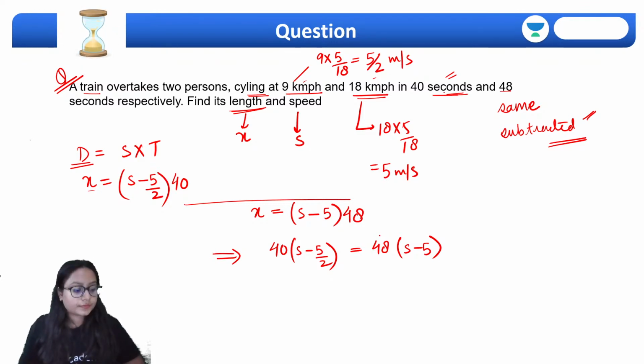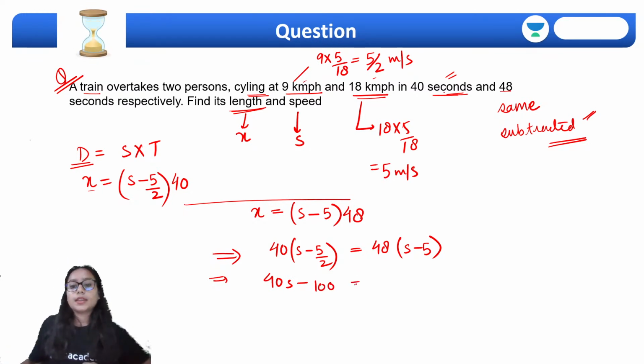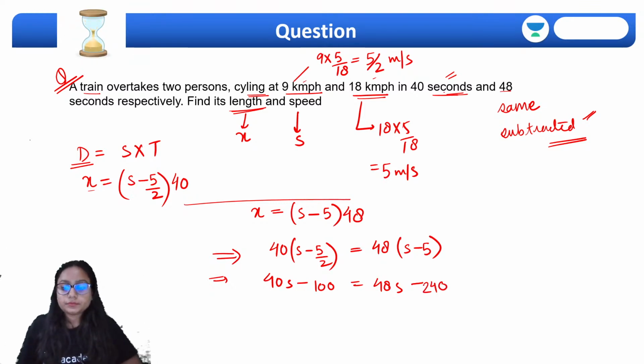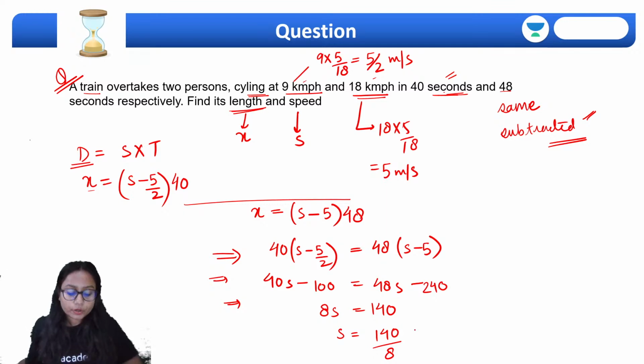Alright, let's see. So I get 40s minus 100 is equal to 48s minus 48 into 5, which is 240. So solving this further, I will get 8s is equal to 240 minus 100, 140. So you get s as 140 by 8. So what would be this value?